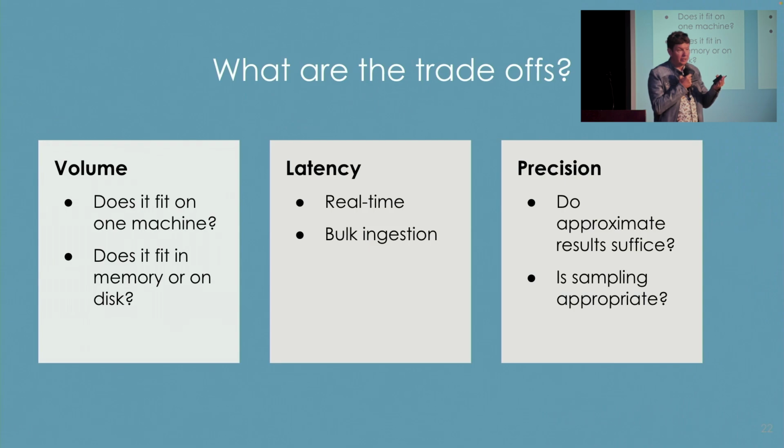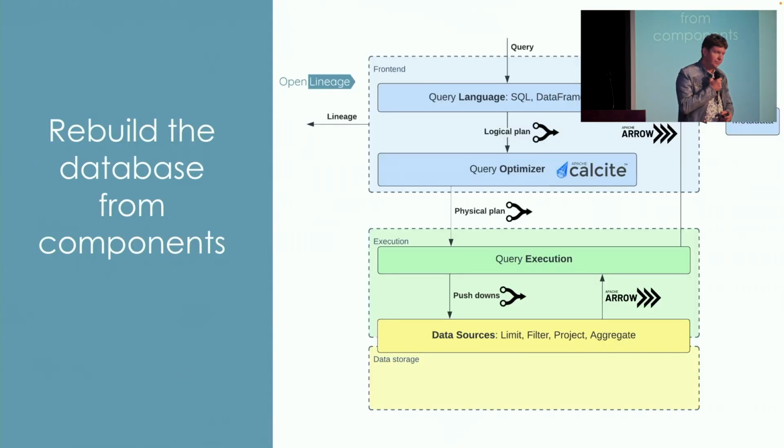Second, you can think about latency. Do I care about real time, being able to query the data as soon as it's written? Do I need read-your-writes semantics, or is bulk ingest, with added latency between ingestion and processing, sufficient? And precision, right? The other way you can gain performance is, can we use approximate data structures for aggregation? Can we do sampling and make things faster?